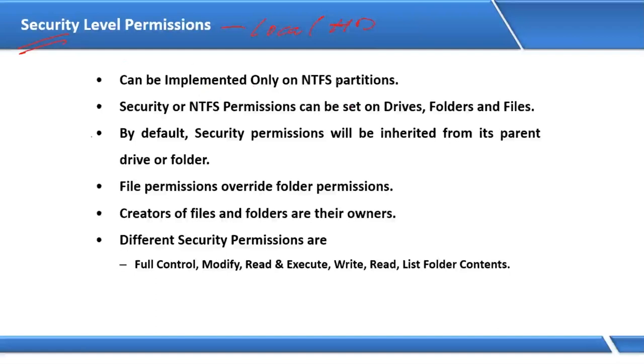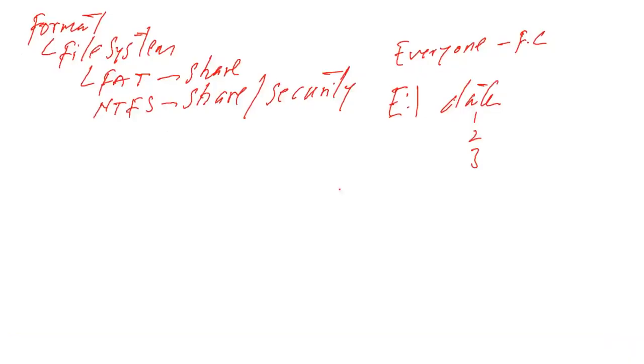That's why Microsoft is saying in the slide that security level permission can be implemented only on NTFS partitions. If your drive is formatted with NTFS, we can apply it. This permission is also called security level or NTFS permission. It can be set on a drive, on a folder, or on a file. So Microsoft is saying when you are applying security level permission, we can apply directly on a drive, on a single folder, or on a single file also. But you can see here, whenever I am creating a drive, by default, what is the drive permission?